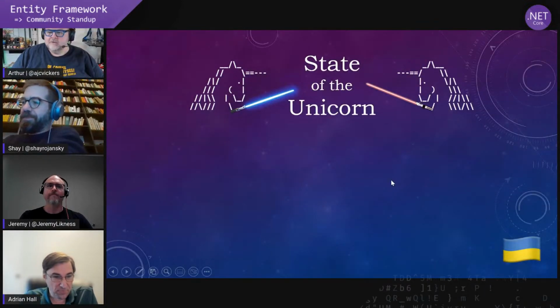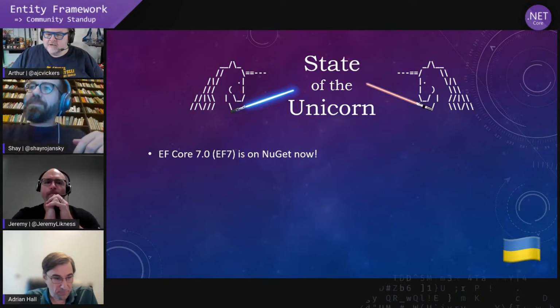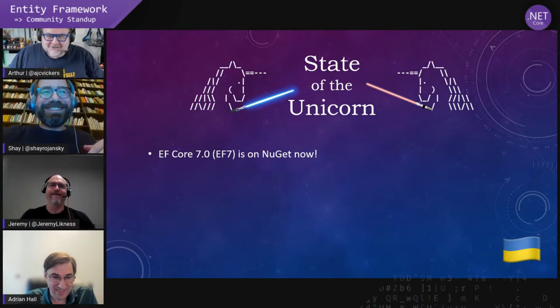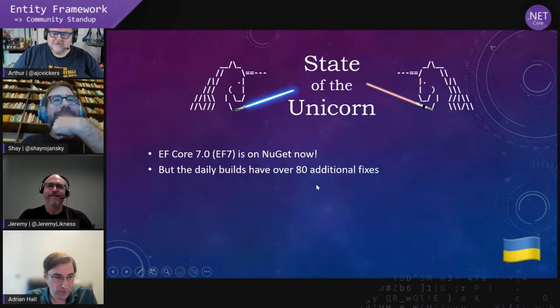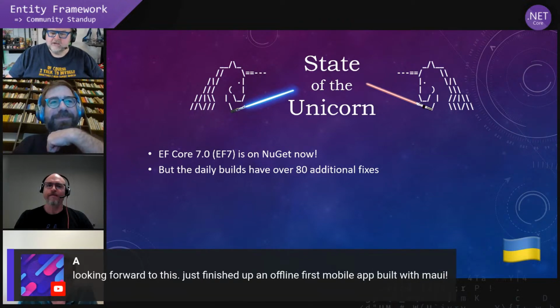And hopefully everybody knows it's all about EF7, EF Core 7.0. So, that's supposed to say RC1. Our GA version is not on NuGet now. The RC1 version is on NuGet now, but ignore the RC1 because there's now over 80 additional fixes that are in the daily builds that we have ready for RC2, which won't be out for a number of weeks yet.